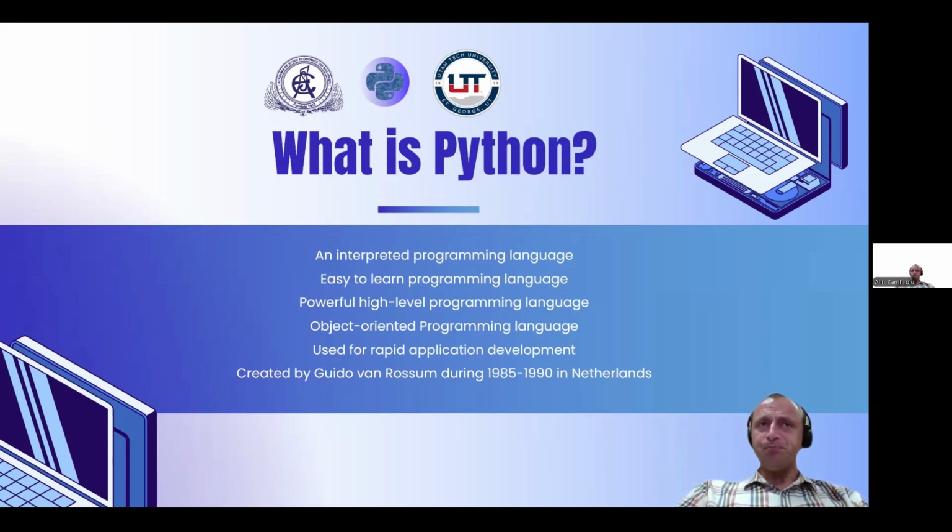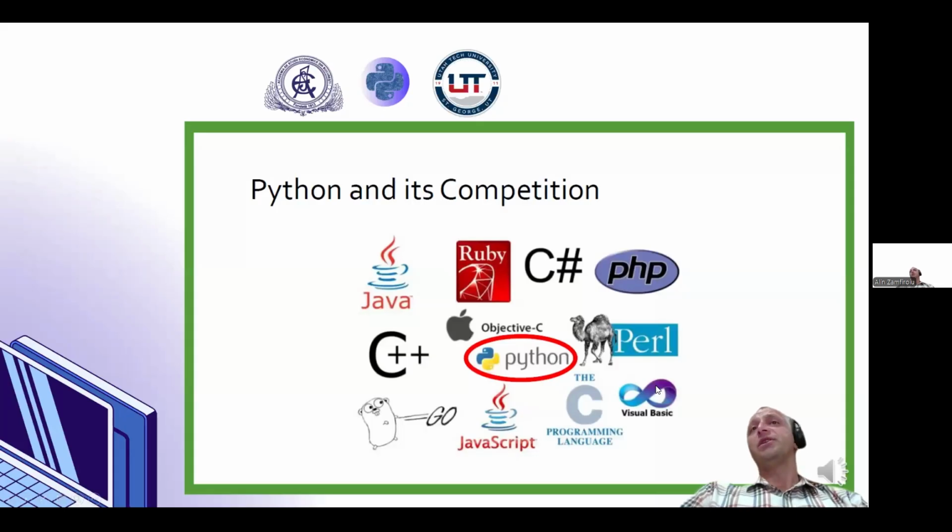Regarding the history, Python was created by a Dutch person, Guido van Rossum, somewhere in the 90s, between 1985 and 1990, in the Netherlands, because he is Dutch. That's only for history. So if anyone asks who created the Python language, please don't forget Guido van Rossum from the Netherlands.